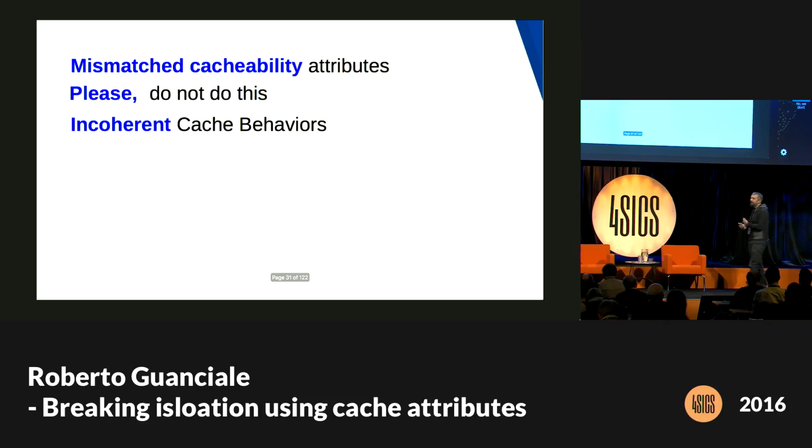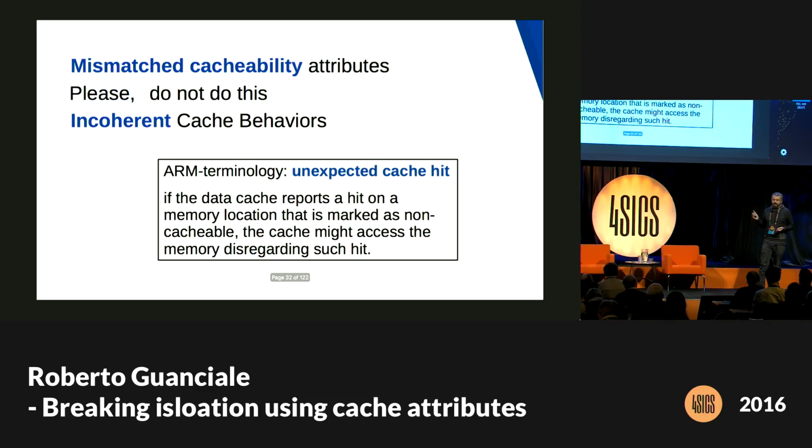So what happens is that you can have incoherent cache behavior. And that's what ARM states. If you have a mismatched cacheability attribute, you can have unexpected cache hits. What it means is that the CPU can completely disregard what is in the cache and can go directly to the memory, bypassing the cache, if the virtual alias is set as non-cacheable.